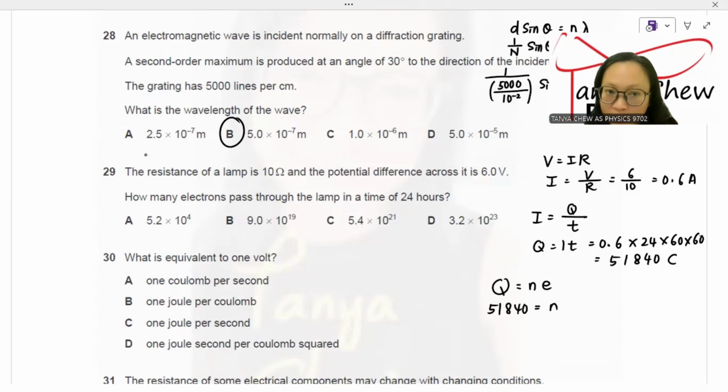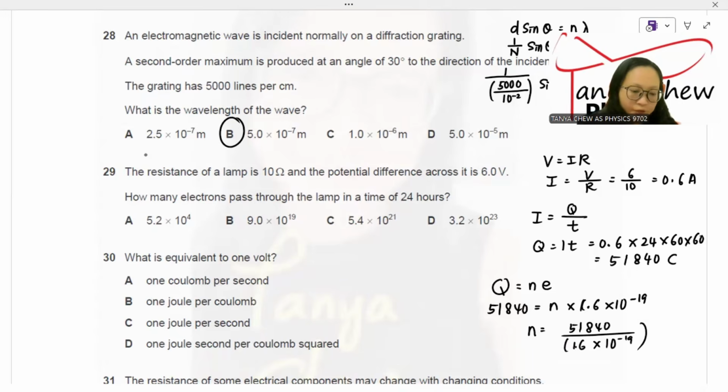So 51840 is equal to number of electrons times the charge of electron, 1.6 times 10 to the power negative 19. So that is why N is 51840 divided by 1.6 times 10 to the power negative 19, and you shall get 3.24 times 10 to the power of 23. The answer is D.